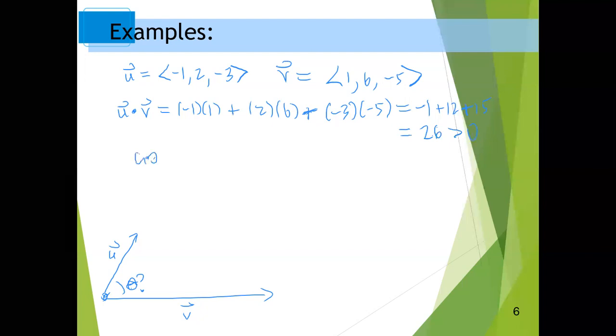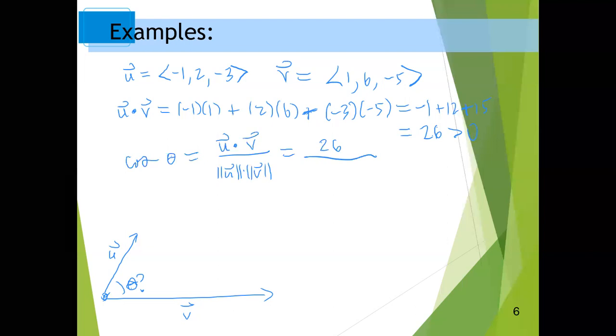We know that cosine of theta is equal to, oh man, that thing is not looking good. Let me fix that. So cosine of theta is equal to what? U dotted with V. This is the formula we came up with, over the length of U times the length of V. Okay, which is going to be 26 over, well, what is the length of U?